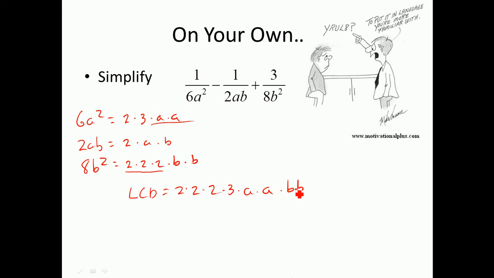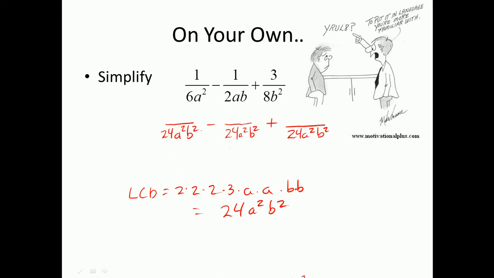So when we put all of that together, that's going to be 24 a squared b squared, which is our LCD. So since that's our LCD, each one of these fractions is going to be placed over 24a squared b squared. So we'll do that. Now, looking at that, we have to find out what we had to multiply each one of these denominators by to get 24a squared b squared.